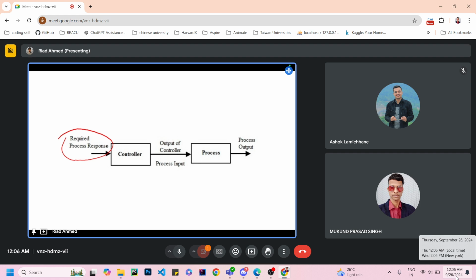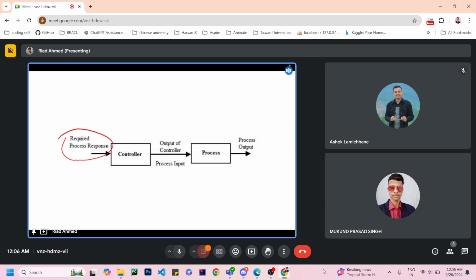If you vary the voltage, the rotational speed will also change. So the controller will do the same. It will vary the voltage to control the actual velocity of the motor.